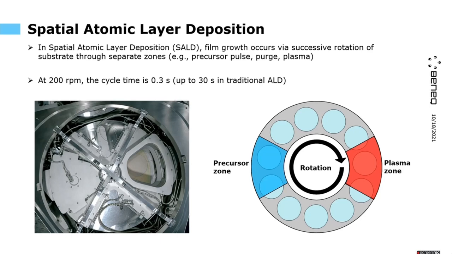And taking the spatial mode and comparing that to the conventional or traditional ALD in batch, we can basically cut the ALD cycle time from several tens of seconds to a fraction of a second. So it really is the faster way to do ALD.